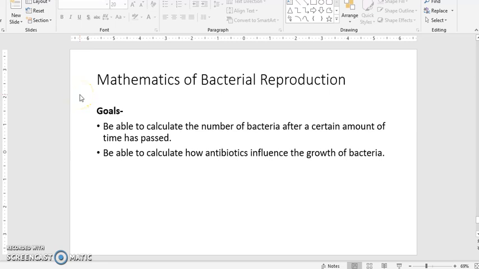So we've got two goals in this video. One is to be able to calculate the number of bacteria after a certain amount of time has passed, and that's quite easy. So we'll do one quick, simple example. And then the more complicated example: we want to be able to calculate how antibiotics influence the growth of bacteria. We saw that in the web lab and some of the other videos, but we didn't really look at the actual math.